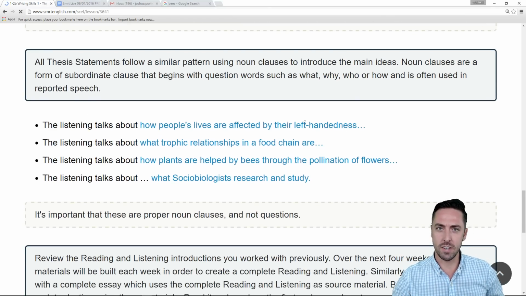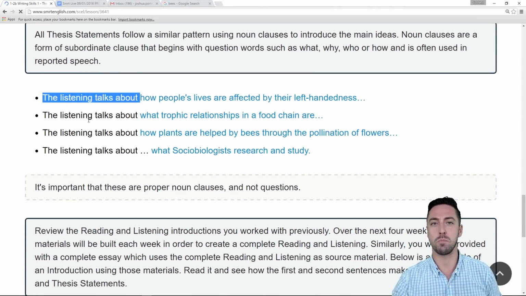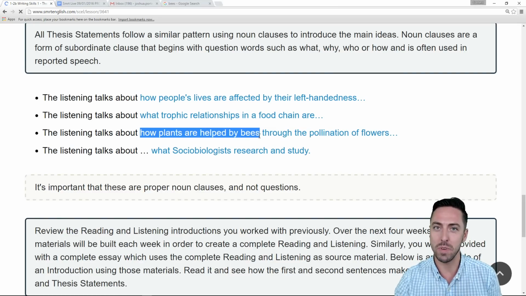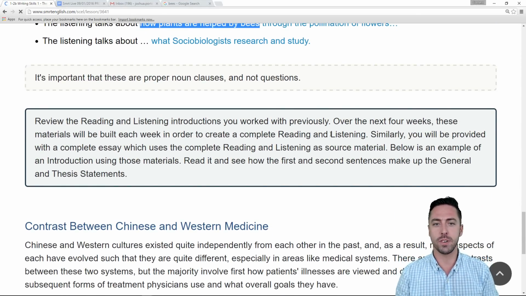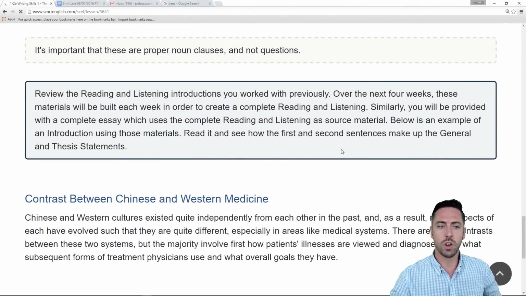So these patterns we can see right here. The listening talks about how people's lives are affected by their left-handedness. The listening talks about what trophic relationships are. The listening talks about how plants are helped by bees. Or the listening talks about what sociobiologists research and study, that combination. So these are not proper noun clauses and not questions, but it is a common pattern that you will see in academic writing.